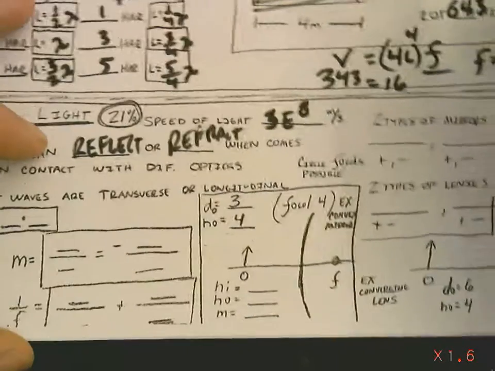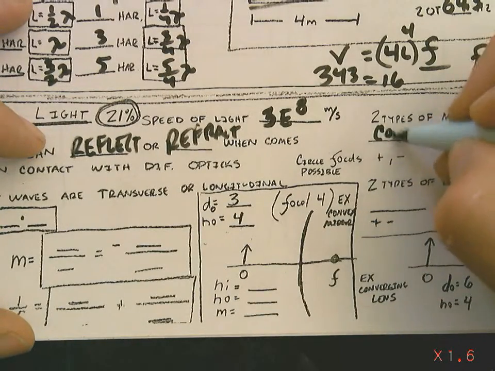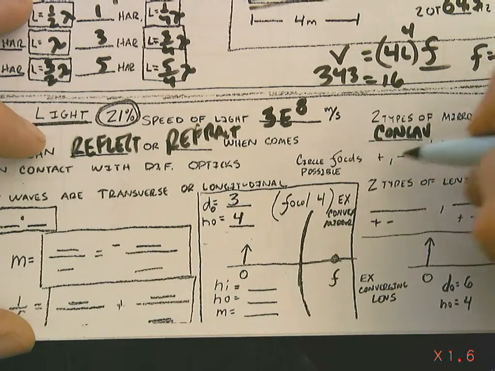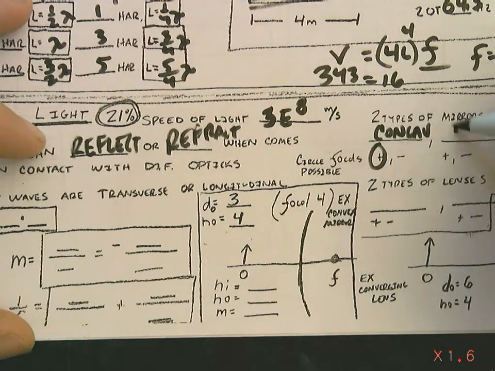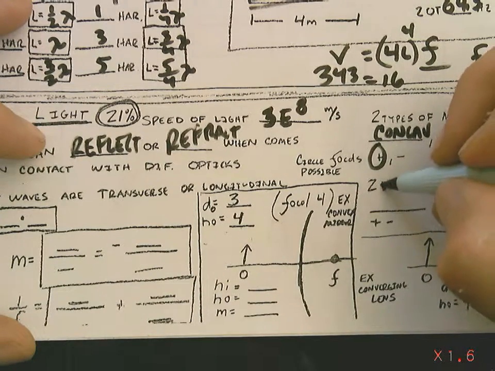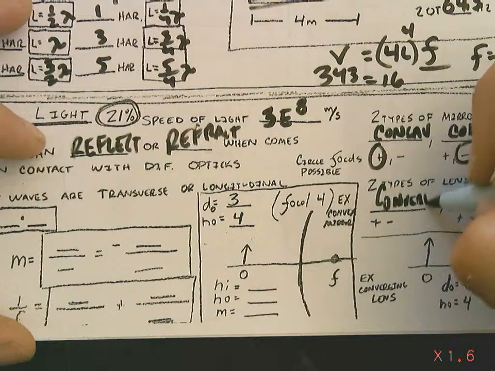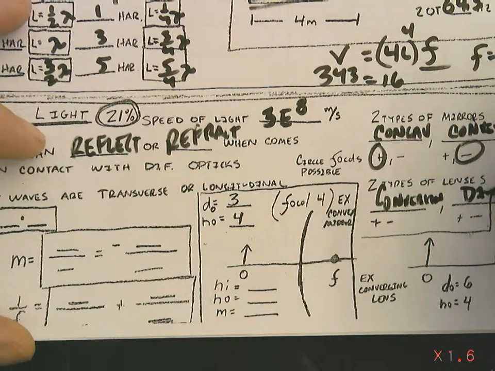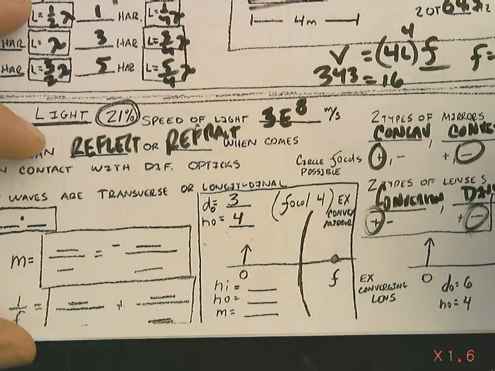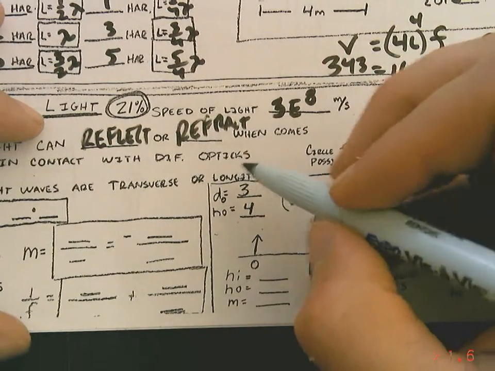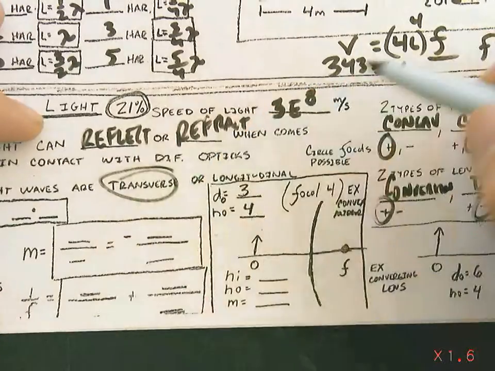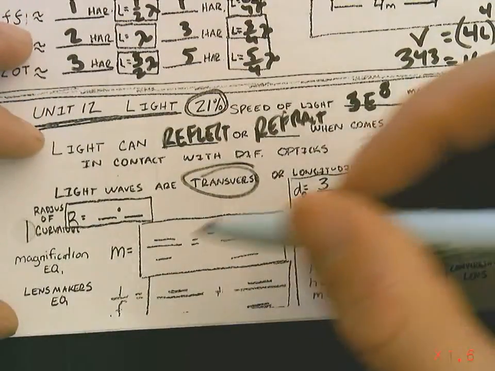Two types of mirrors are concave, which has a positive focal, and convex, which has a negative focal. Two types of lenses are converging and diverging. Diverging is negative, converging is positive. Light waves are always transverse, so they go up and down like all electromagnetic radiation.